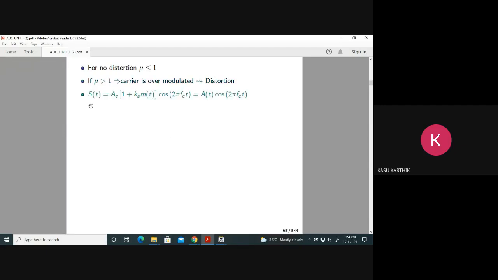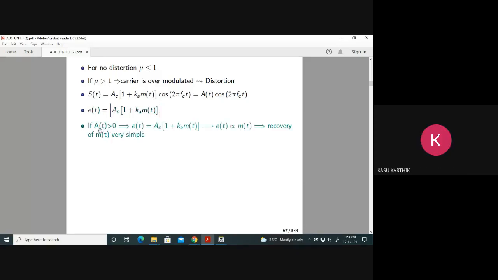Now, this is S of t, the modulated signal: Ac into 1 plus Ka m of t cos 2 pi fc t. Let us call A of t the amplitude of the carrier. A of t equals Ac into 1 plus Ka m of t. Now, what is the envelope? It is the mod of this.